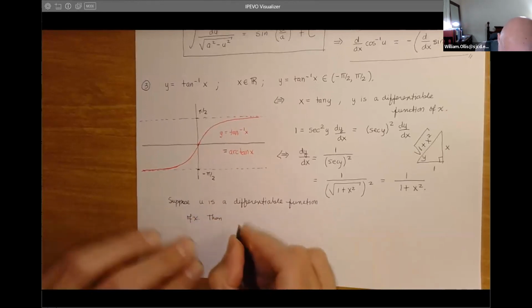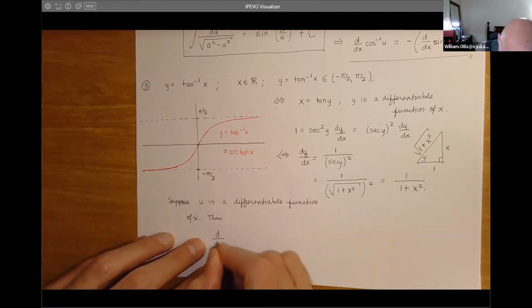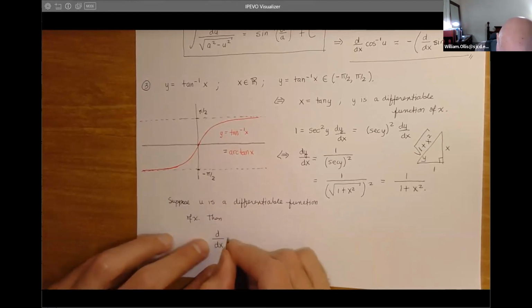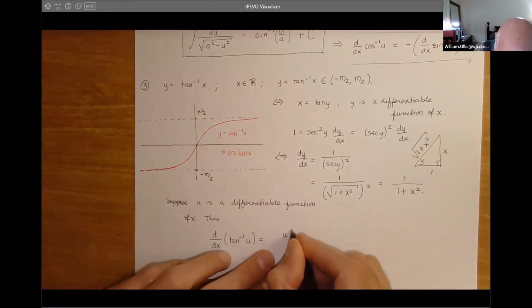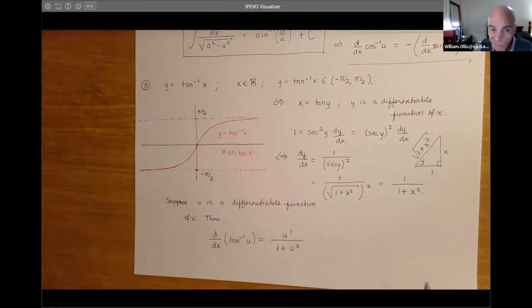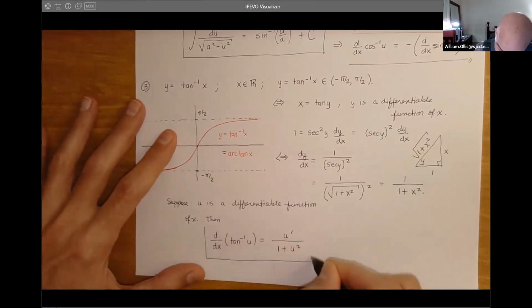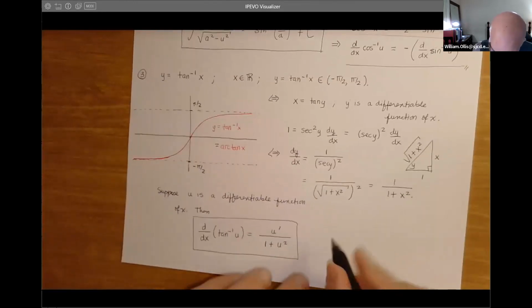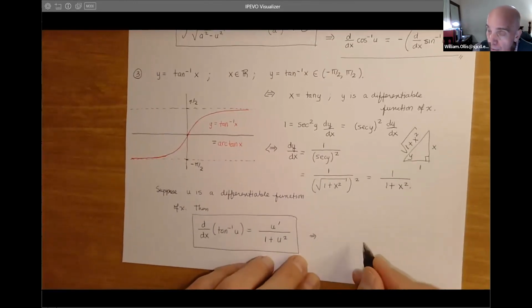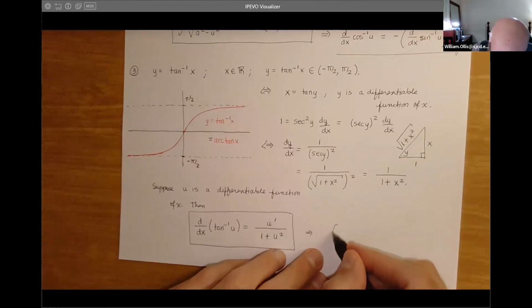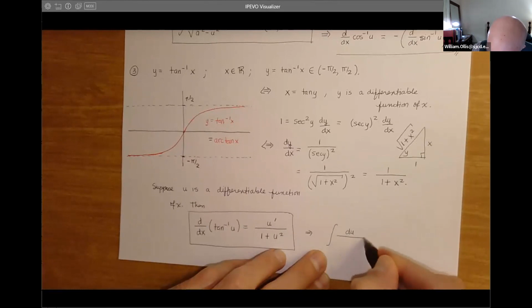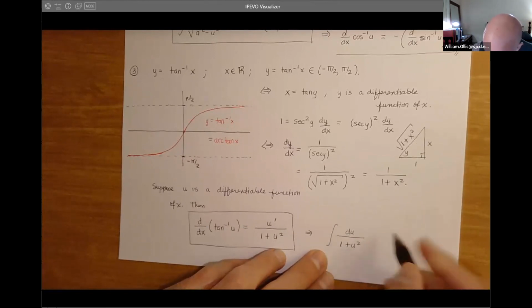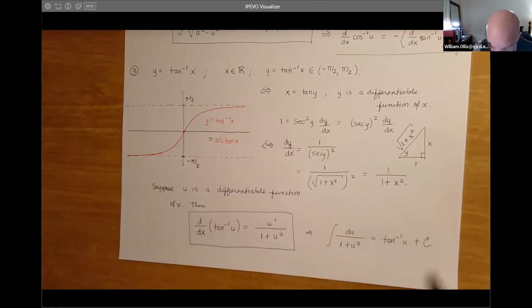Then we have our nice chain rule extension: d/dx of the inverse tangent, or the arctan of u, will now just be u prime divided by 1 plus u squared. So here's our chain rule extension. And then of course, this would imply that the integral of du over 1 plus u squared would just be the inverse tangent of u, the arctan, plus a constant.